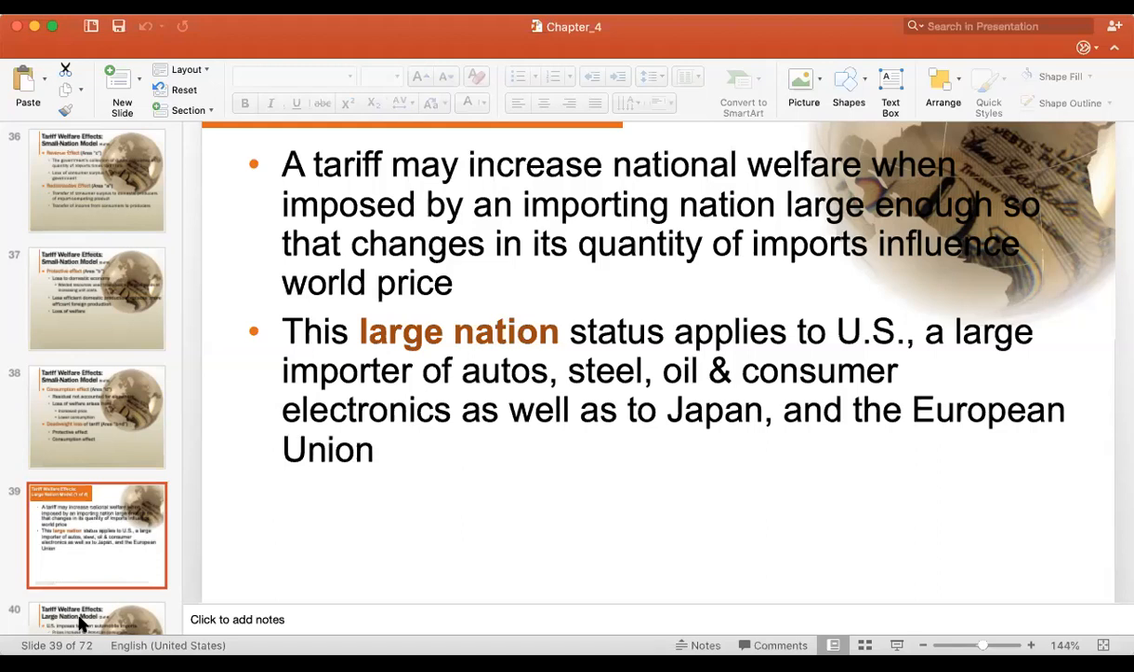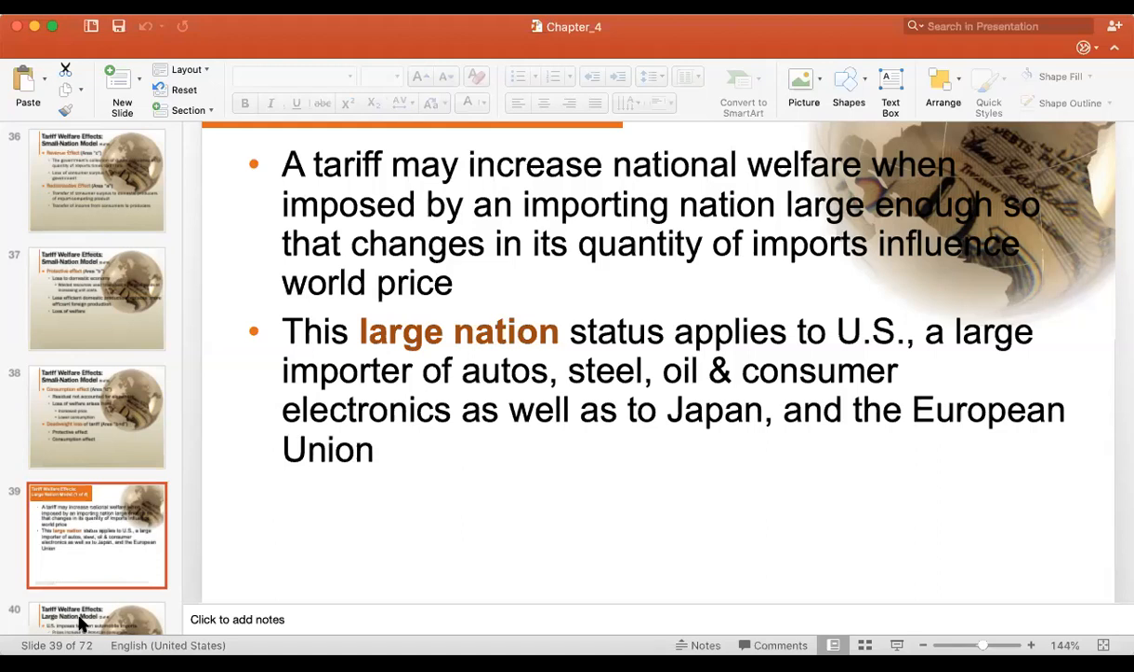And there are more terms that we will familiarize ourselves with. So instead of having the redistributive effect, the protective effect, the revenue effect, the consumption effect, now we will have one more effect added. And that will be the terms of trade effect. Terms of trade effect. We will explain that.